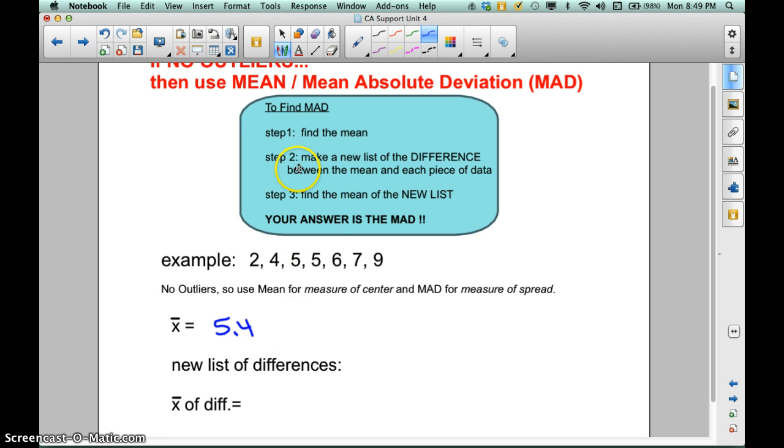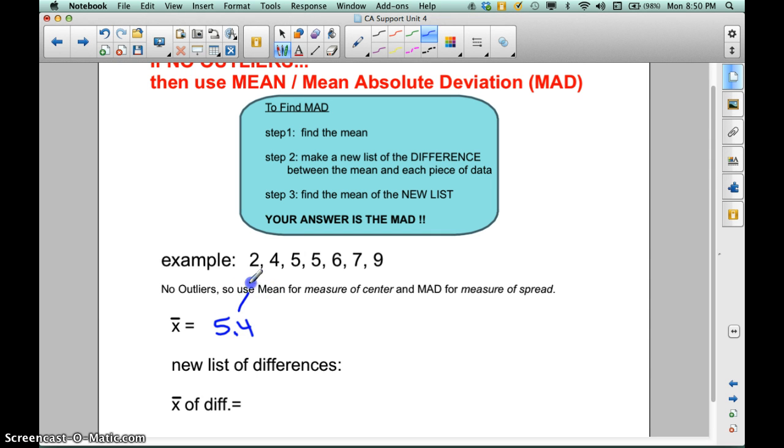Now, the second step is to make a new list of numbers of the difference between this mean and every piece of the original data. Difference means subtract. What I'm interested in is how far from the mean is each of these numbers. So I don't care about negatives because I'm talking about distance. Distance between 2 and 5.4. How far away are those numbers from each other on a number line? You can find them by subtracting, but go ahead and do it conveniently, the larger one minus the smaller one.